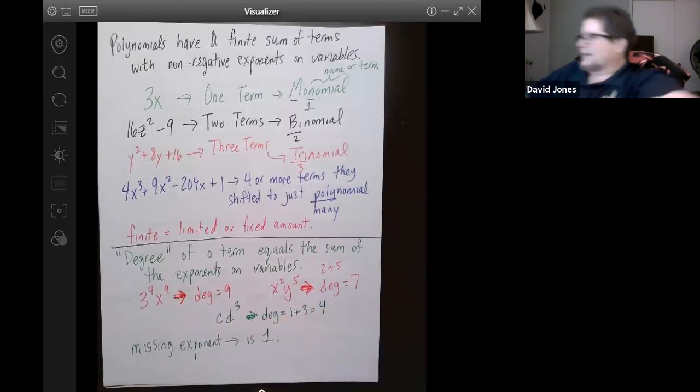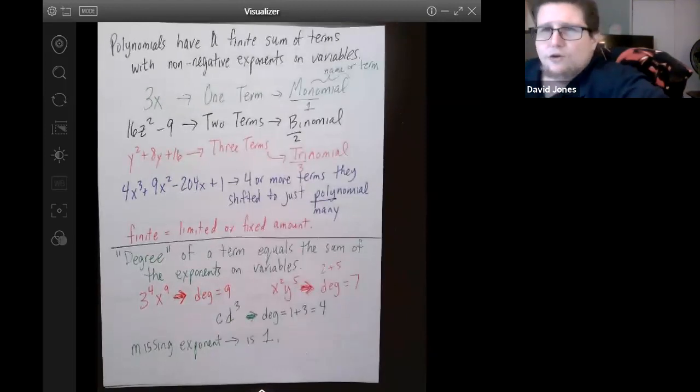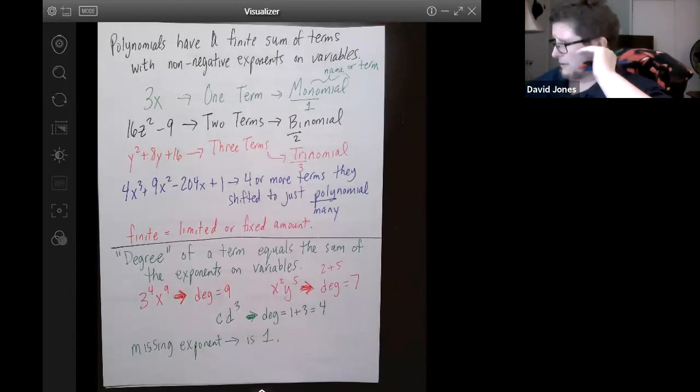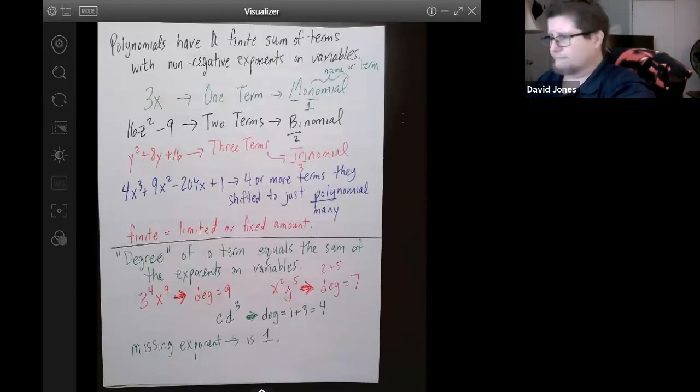It's a very similar reason to why we don't put 1 in front of objects, and we don't say we drove 1 car to work. It's assumed if you don't mention a quantity or a number, the number is 1. It just saves time and effort. Ready to go on? All right.